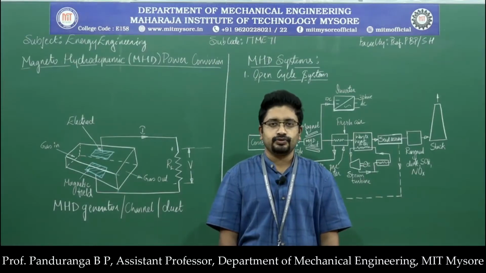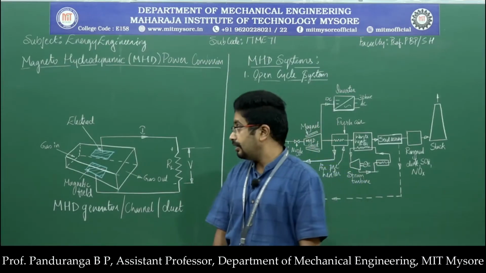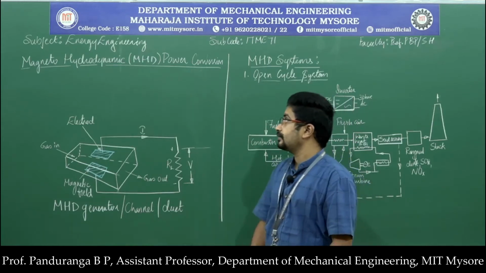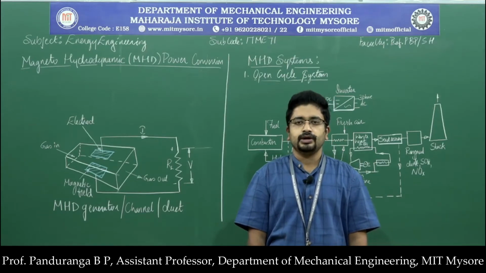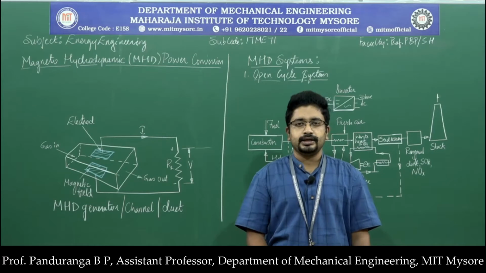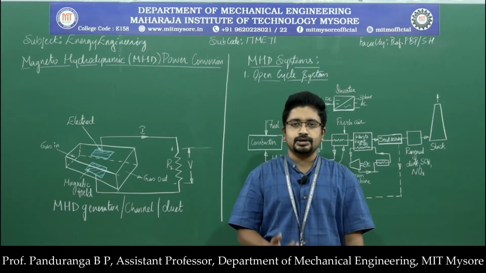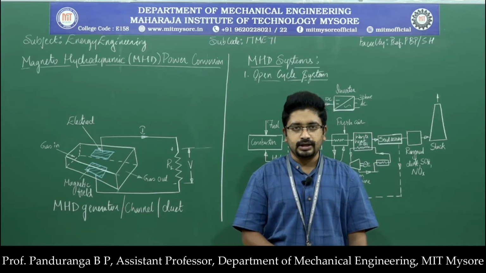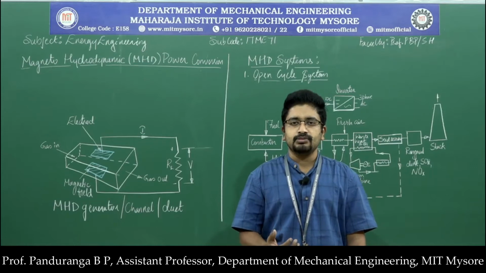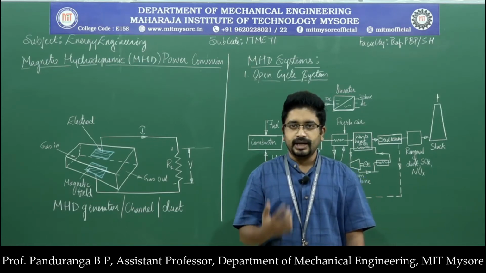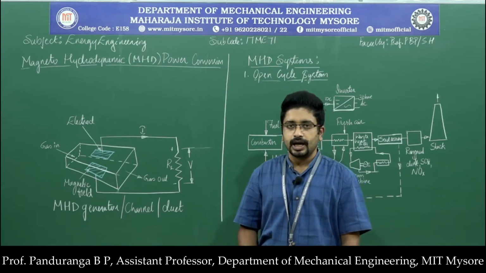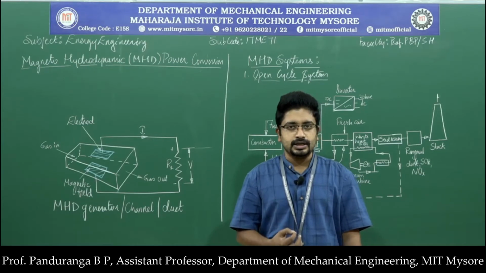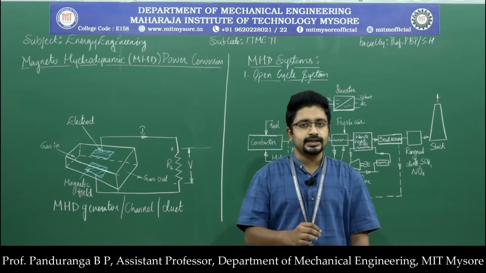Another method of non-conventional energy sources is magneto-hydrodynamic power conversion. It's a new method in which we convert the kinetic energy of an ionized gas or liquid into electrical energy directly without using any moving parts. So the main advantage of this system is that we are not using any moving parts, and we are utilizing the kinetic energy of the fast moving ionized fluid.